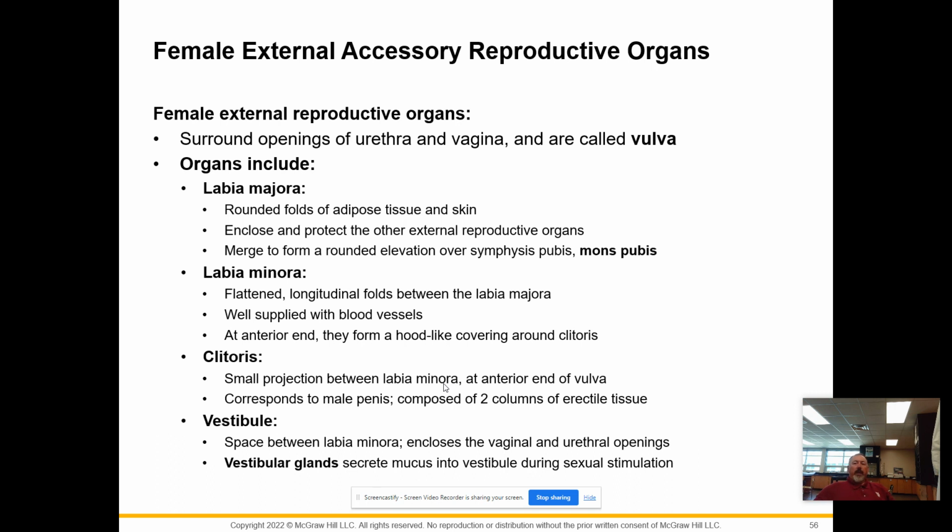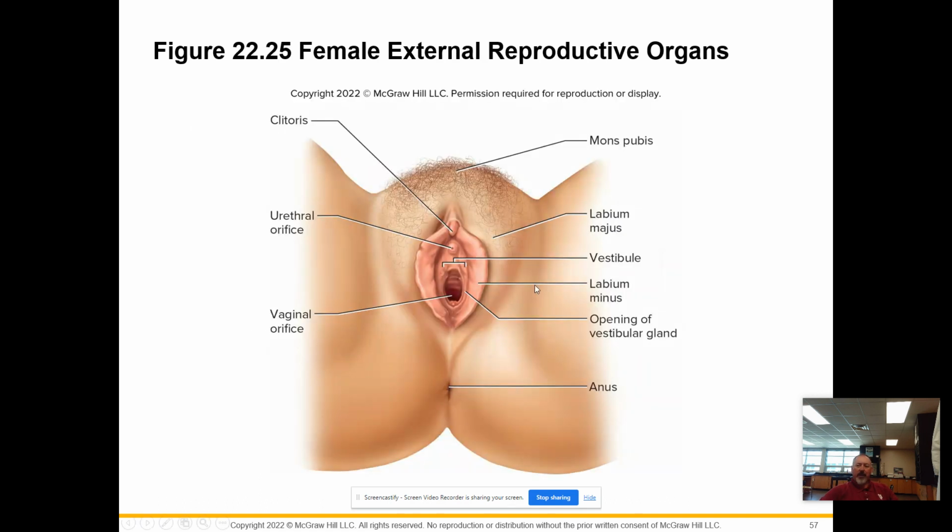So the vulva includes the labia majora. Most people don't get what the labia majora is. They call it the labia minora, the labia majora. This is going to be the rounded areas of skin that's going to be around the orifice of the vaginal tract. And so this area to the side is what we're referring to as the labia majora.